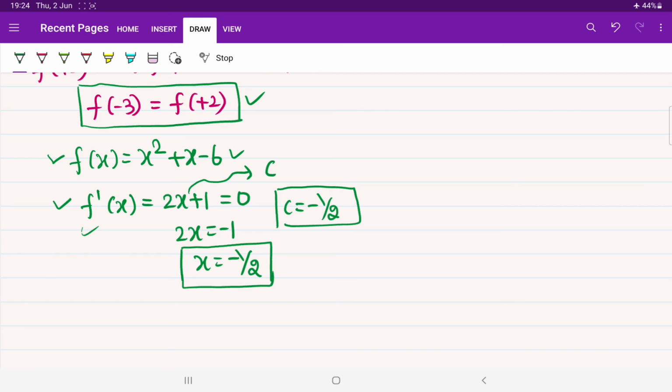I hope you all understood. So, this is the standard procedure. Check three conditions. If any one condition fails, then Rolle's theorem will not hold. You can say Rolle's theorem fails to exist for the given function.